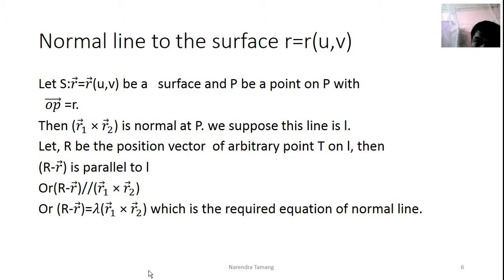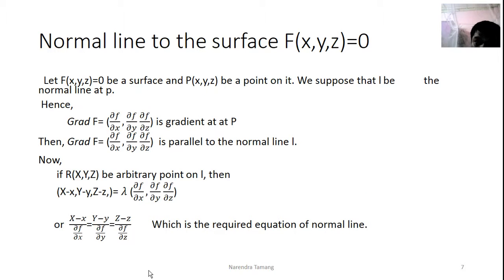And normal line to the surface R = R(u,v). Let S: R = R(u,v) be the surface and P be a point on it with OP equal to R. Then the product of vector R1 and R2 is normal at P. We suppose this line is L. Let r be the position vector of an arbitrary point T on L. Then r minus vector R is parallel to L, or r minus vector R is parallel to the product of vector R1 and R2, or r minus vector R equals lambda times the product of R1 and R2, which is the required equation of normal line.